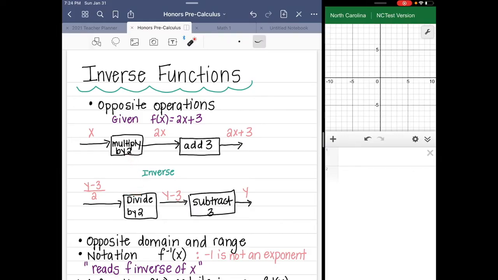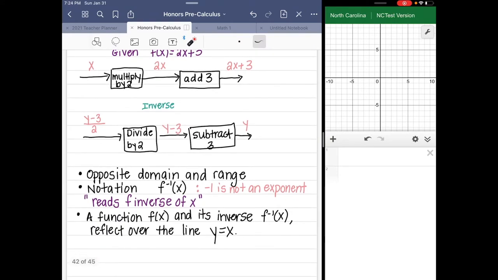Well, the inverse of that, so instead of multiplying by 2, I would divide by 2. Instead of adding 3, I would subtract 3. And we are going to do this algebraically with the actual equations, but not for this lesson. For this lesson, we're really going to be looking at all the key features of them.